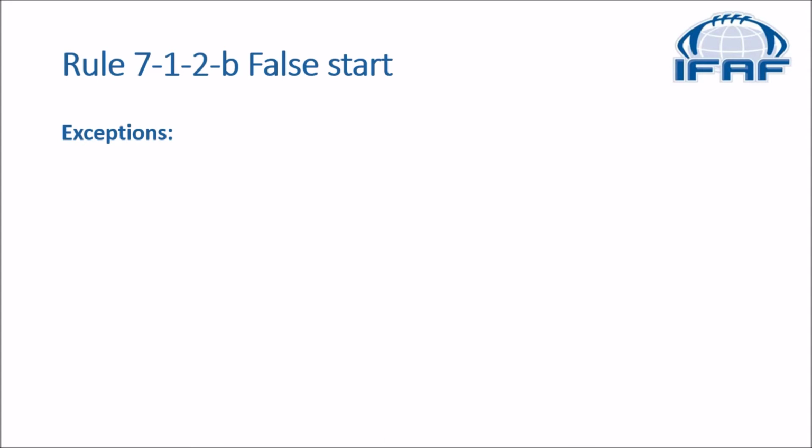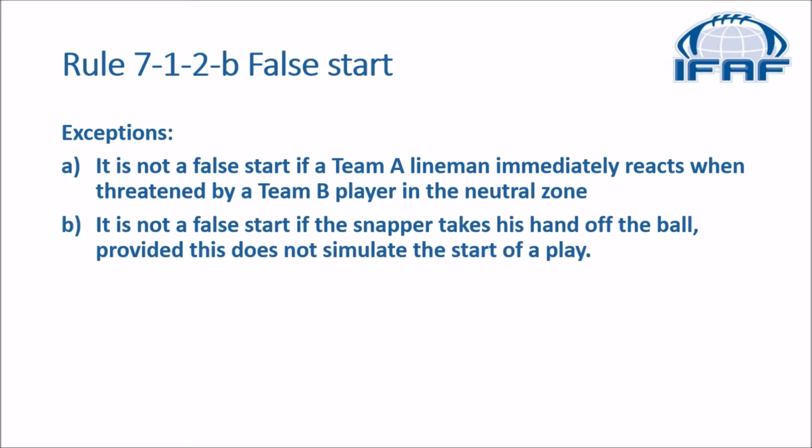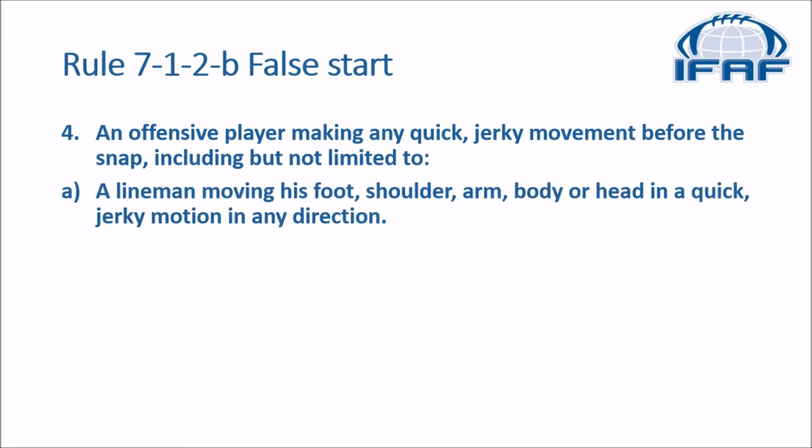As for the exceptions, 1. A. It is not a false start if a Team A lineman immediately reacts when threatened by a Team B player in the neutral zone. B. It is not a false start if the snapper takes his hand off the ball, provided this does not simulate the start of a play. And then 4, it is also a false start when an offensive player makes a quick jerky movement before the snap, included but not limited to A.